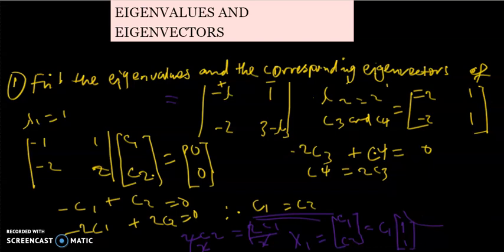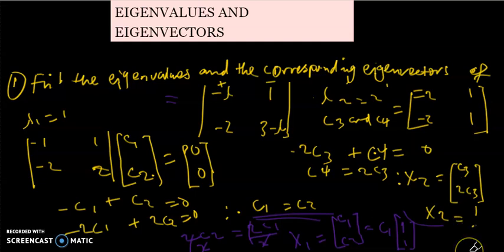So now if C4 is equal to 2C3, our x2 would be equal to C3 and 2C3, so C3 times, separating this, we have 1 here and this is 2. And this is how we find eigenvalues and eigenvectors.